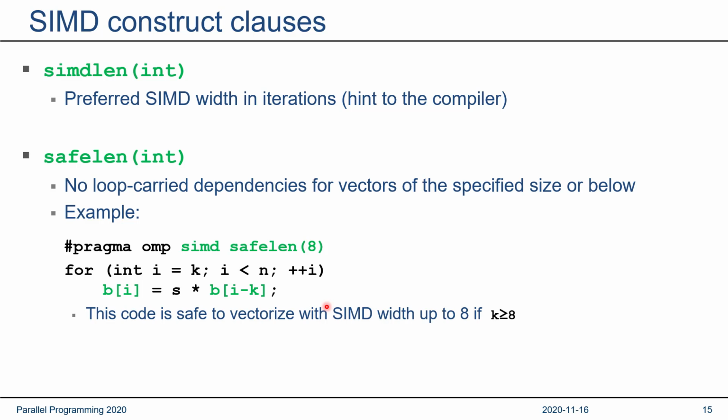And this means that this code is safe to vectorize with SIMD instructions up to a width of 8 if k is greater or equal than 8. So it means that if there's a loop carried dependency, the distance of this dependency is greater or equal than 8. And then it's safe to vectorize with a SIMD width up to 8. So it's actually something that's very convenient if you know the value of k, but the compiler doesn't.